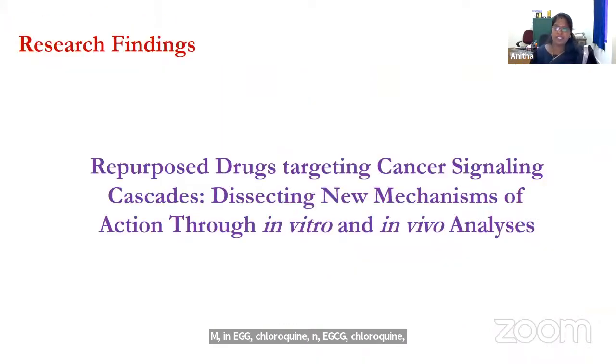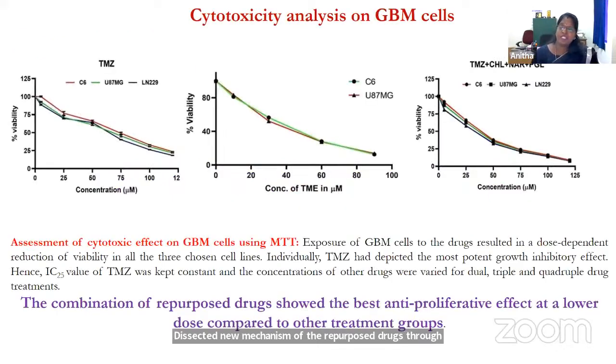So the research finding states that repurposed drugs target cancer signaling cascades, and we have dissected new mechanisms of the repurposed drugs through in vitro and in vivo analysis. Initially, I have just given two examples of the drugs that we are working on. This is all about my results and the research that I'm currently working on.